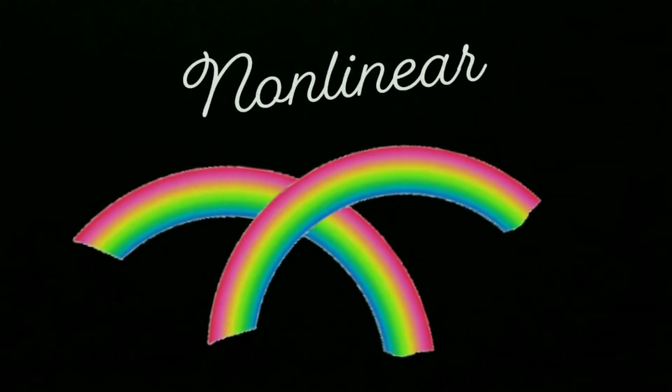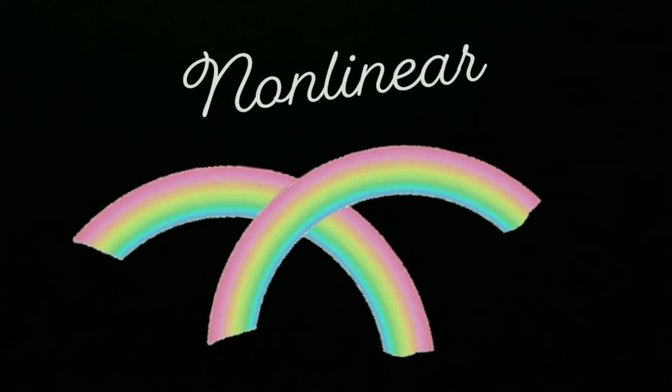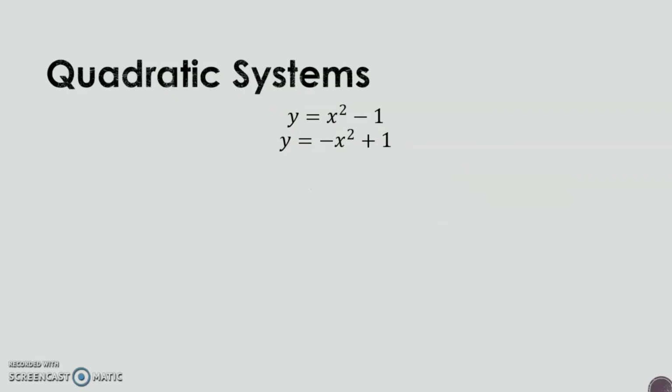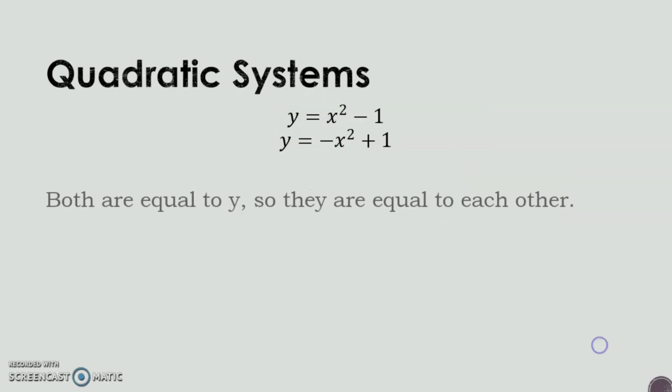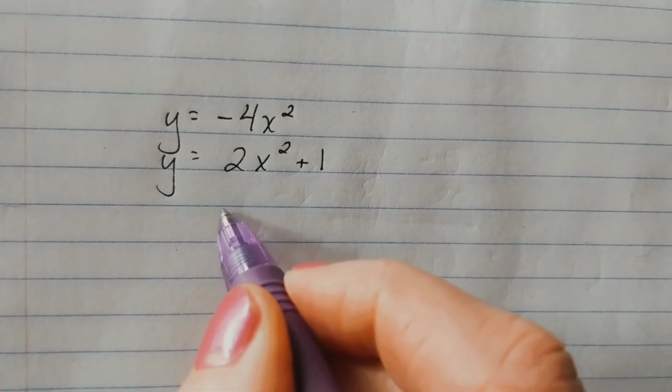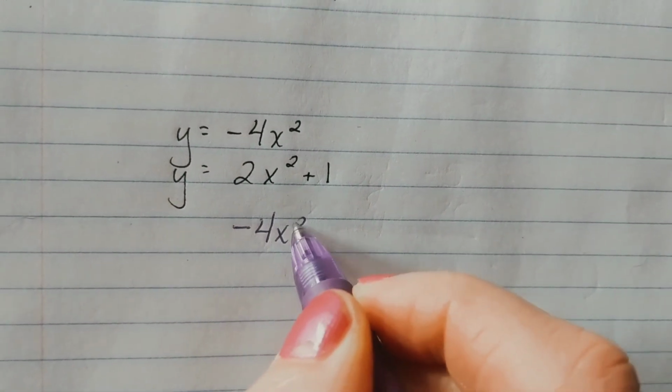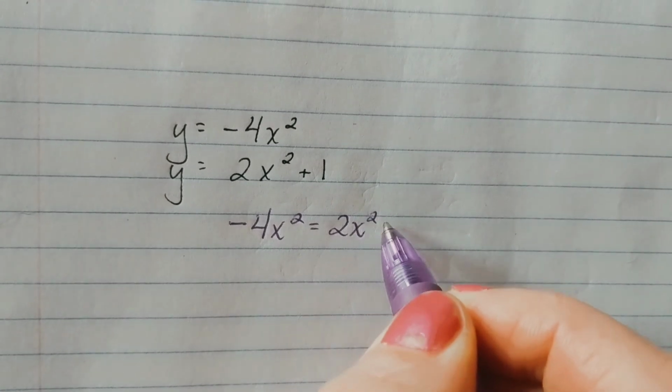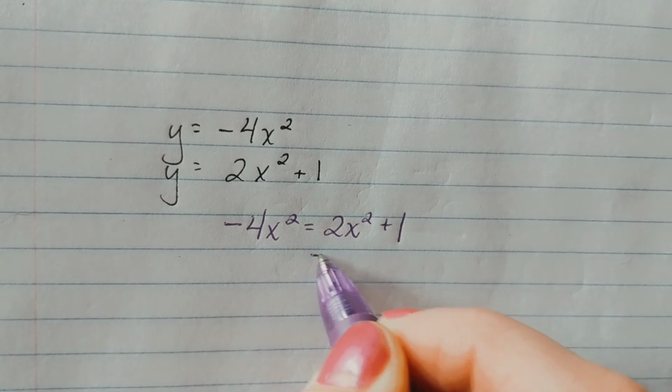All the examples we've looked at so far have been linear equations. However, systems of equations do not have to be linear. Take a look at the next example, which uses quadratic functions. Graphed on a coordinate plane, the system appears like this. The two parabolas intersect at 2 points, 1 and -1, therefore there are two solutions. We can also do this algebraically, setting them equal and solving.